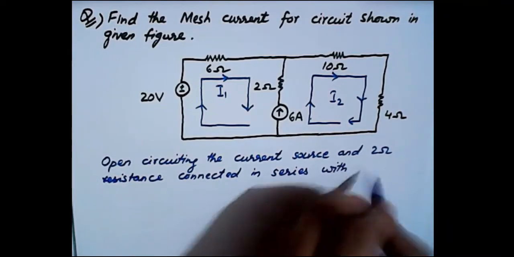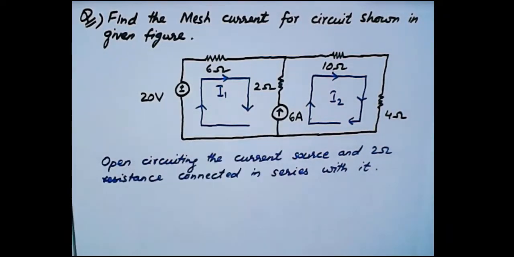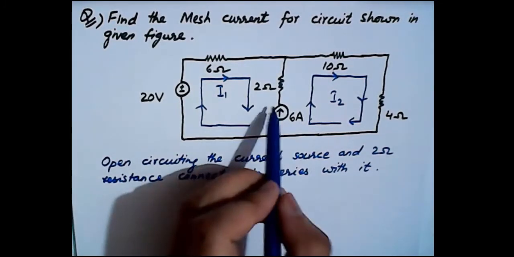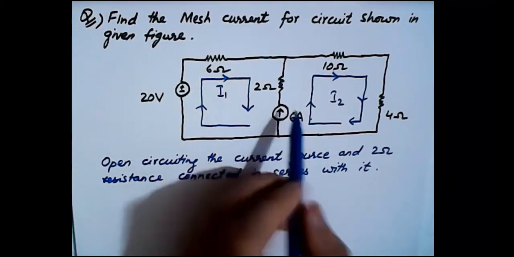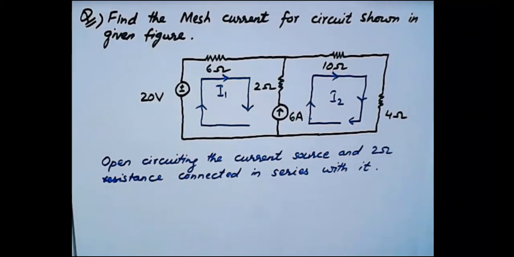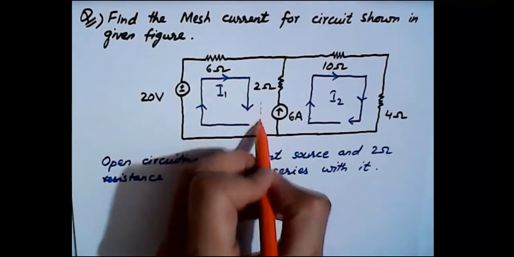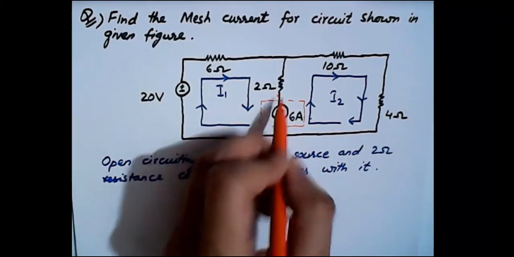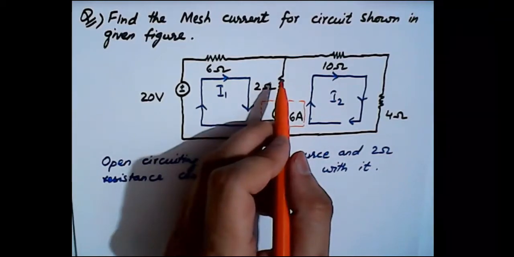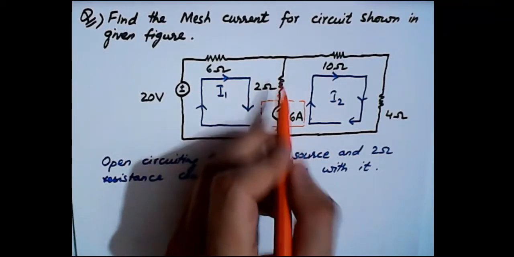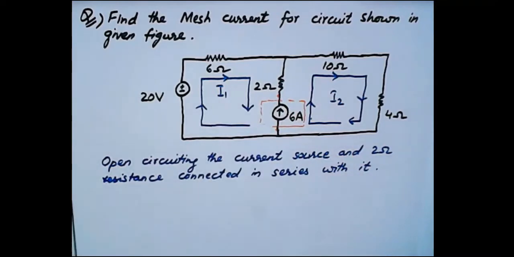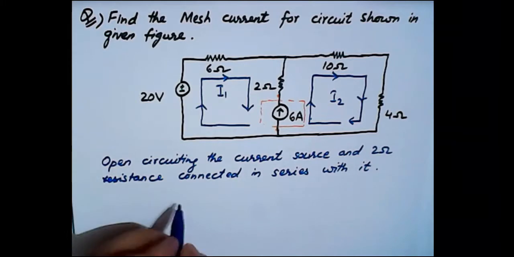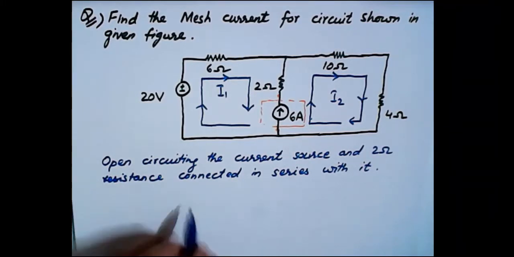And since we can see that once we open this 2 ohms, 6 amperes source, then this path will be left open, and once this path is left open, there will be no current through the 2 ohms resistance, right? So there will be no use of the 2 ohms resistance. Let me show it by redrawing the circuit also, right?